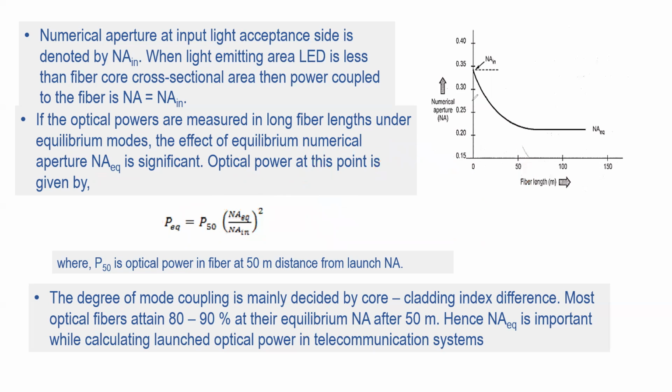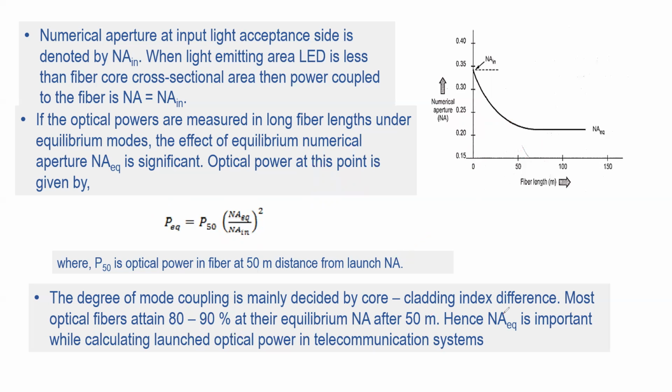In order to calculate the power present at the equilibrium mode at the output, P50 is the power in the fiber at a 50 meter distance from the numerical aperture at the launch. This is the launch. At 50 meters, you are calculating the power and multiplying this with any distance. The degree of mode coupling is mainly decided by the core cladding index difference. Most optical fibers attain 80 to 90% of their equilibrium numerical aperture after 50 meters. Hence, equilibrium numerical aperture is important while calculating launched optical power in telecommunication systems.